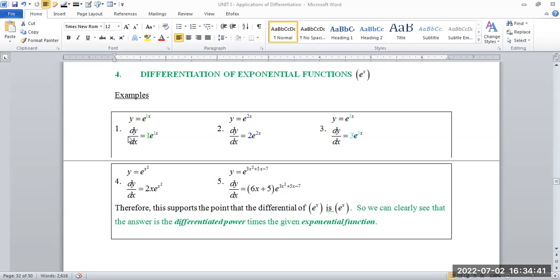So e to the x, when I differentiate it, I'm going to get e to the x. E to the x, when I differentiate e to the x, I'm going to get back e to the x. The differential of the exponential function is the exponential function itself. The differential of e to the x is e to the x.